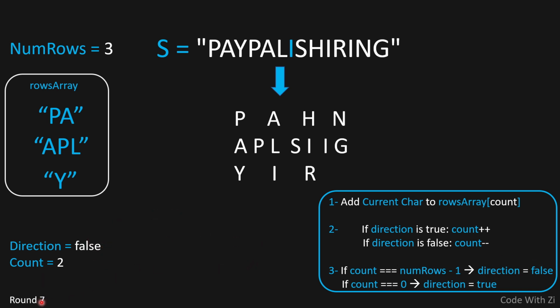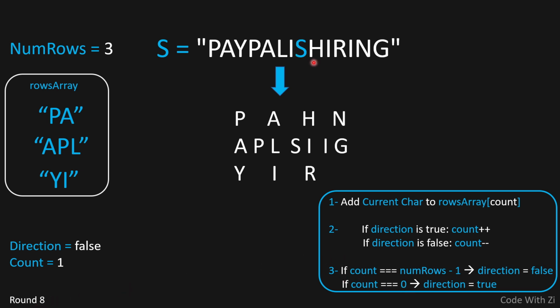So we're actually at the round 7 and our current character is gonna be I. We're gonna add I to our rows array at the count index, and it's gonna be this one because this is the string that has the index of 2. So let's do that. Then we're gonna check the value of direction. Direction is false, so we're gonna decrement count. Let's decrement count here, and we're gonna move on to step 3, and count is not equal to 2 or 0. So we're just gonna skip this. And we're gonna move on to the next round.